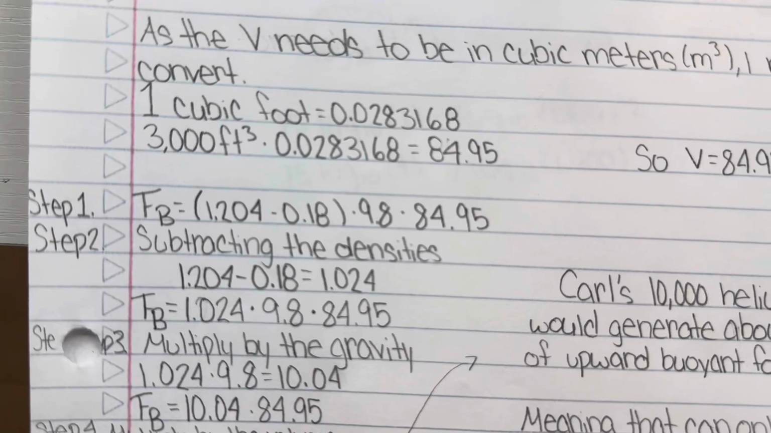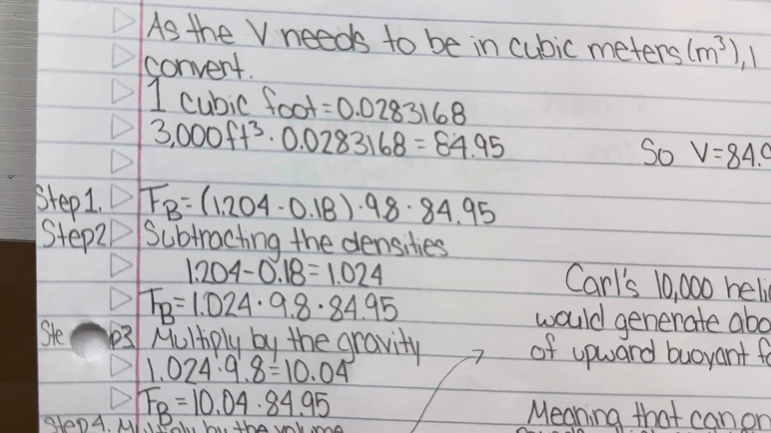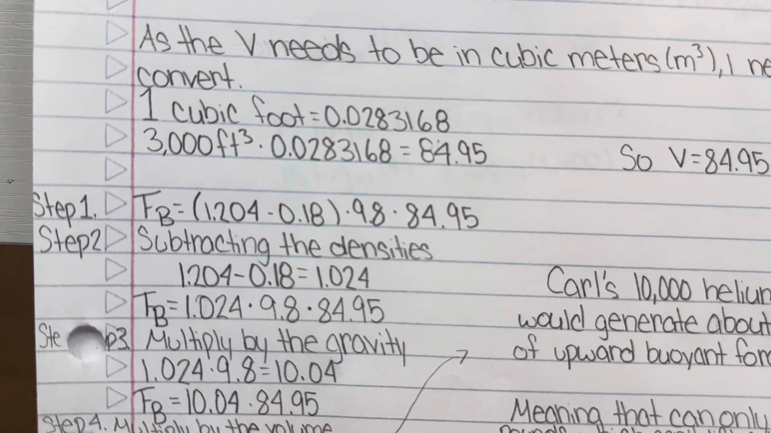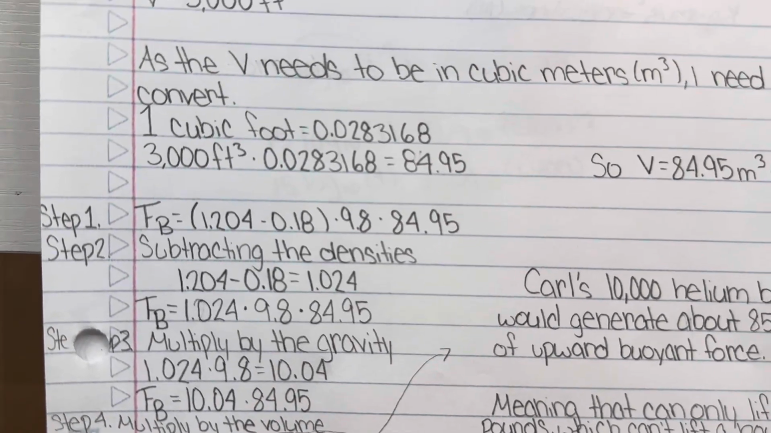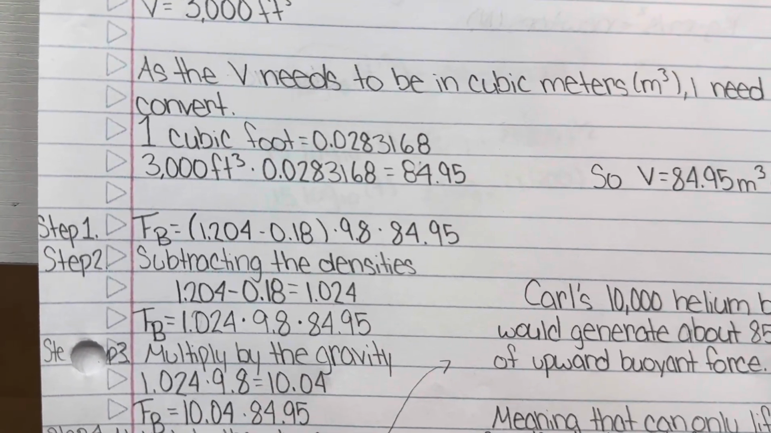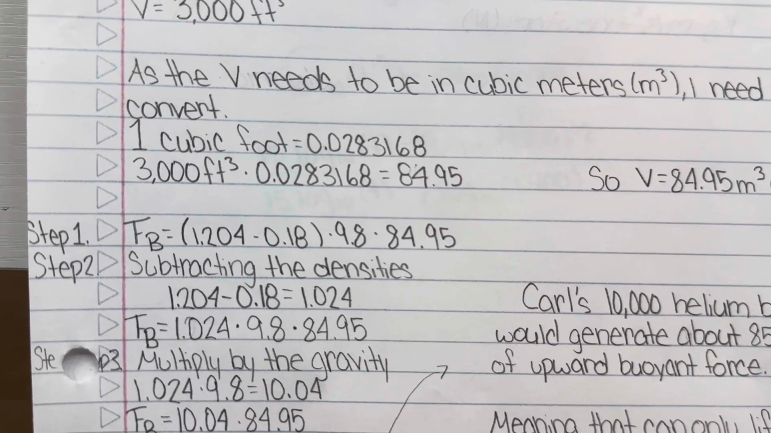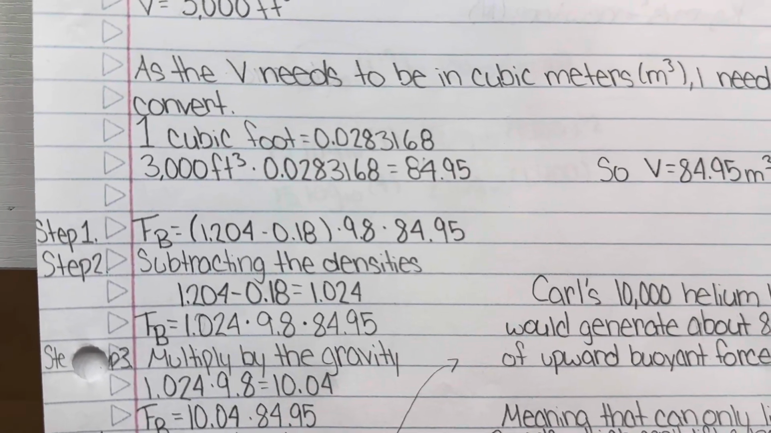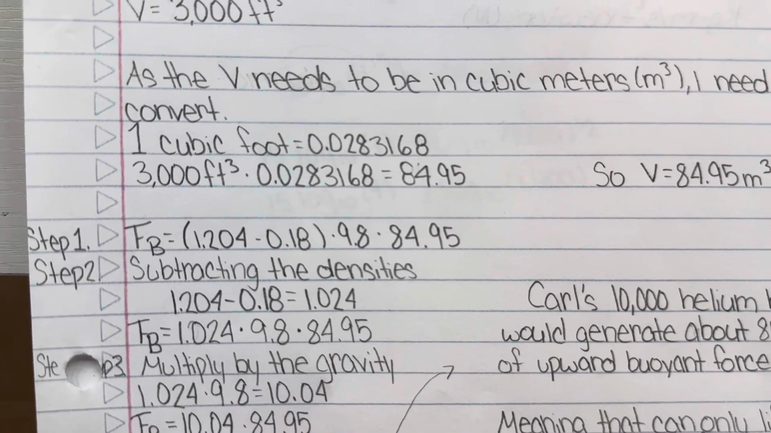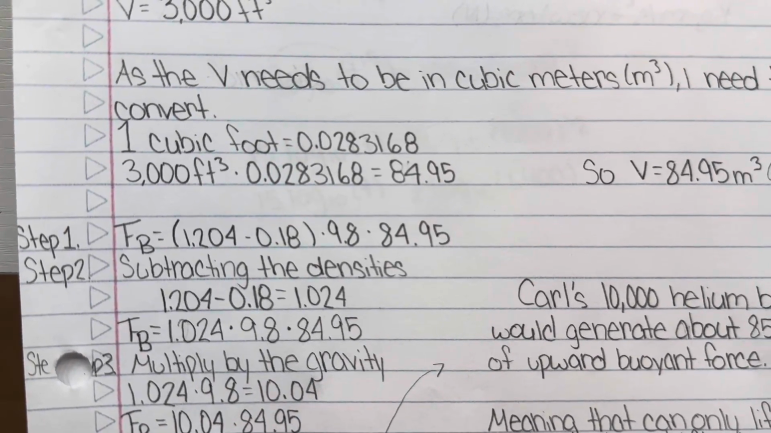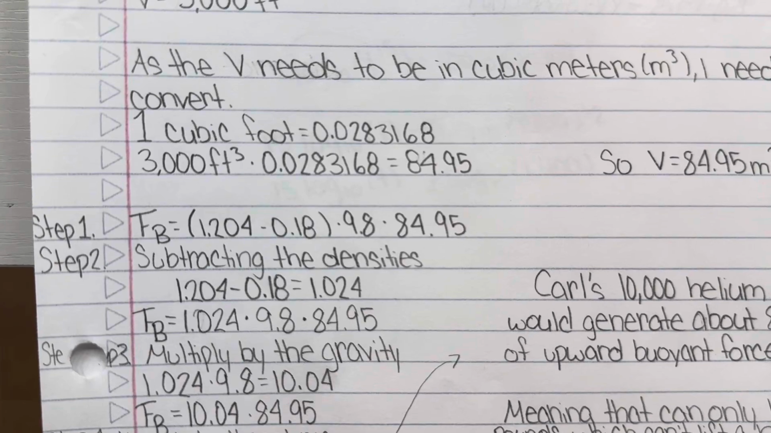So step 1 is we have to plug it in. So FB equals (1.204 minus 0.18) times 9.8 times 84.95. So step 2, we have to subtract the density. So 1.204 minus 0.18 gives us 1.024 for the FB.